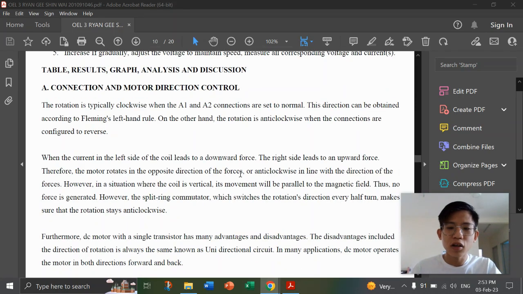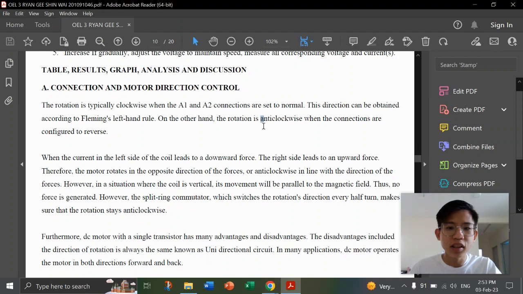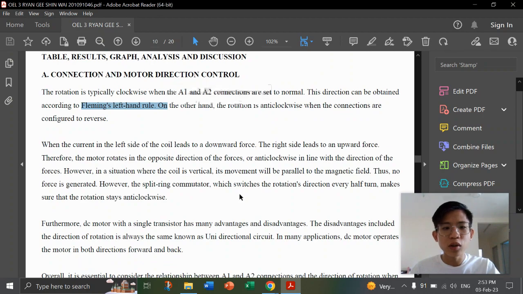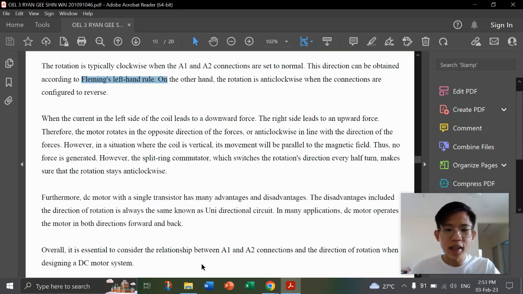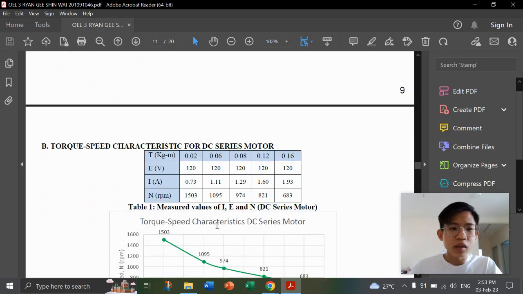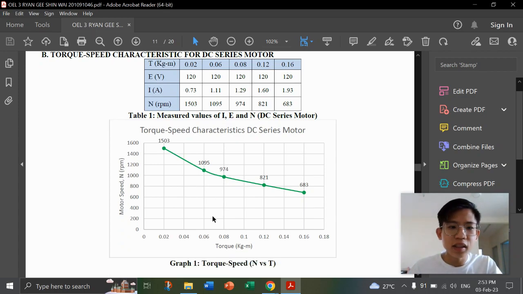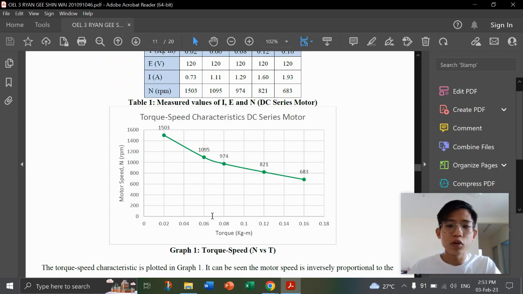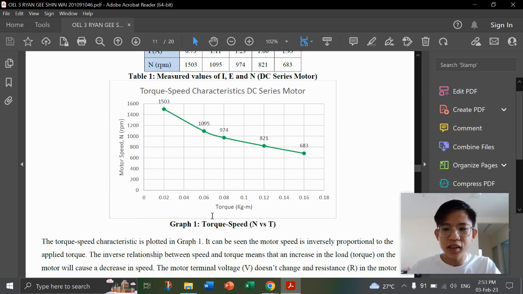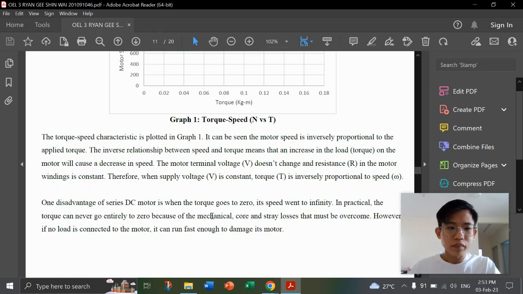As I mentioned, the anti-clockwise direction is because the configuration is reversed, so we are using Fleming's left-hand rule. To make it clockwise, we reverse the arrangement between the A1 and A2 connections, which are on top of the DC motor. For the speed-torque characterization, the torque was varied from 0.02 to 0.16, and we can see that the speed is decreasing. When we plot torque versus speed, as the torque increases, the motor speed decreases, which is inversely proportional.